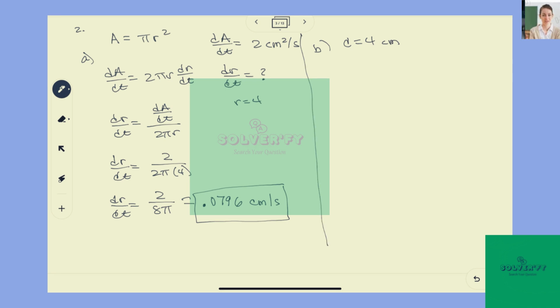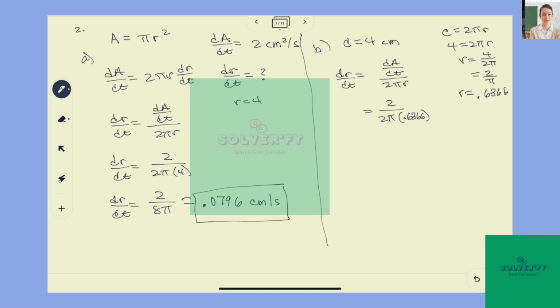Okay, so I'm going to use the same formula, dr/dt equals dA/dt over 2 pi r, and I still have a rate of change of my area of 2, so I'm going to put that in there. So all I need is r. So circumference is 2 pi r. If my circumference is 4, then my radius is 4 divided by 2 pi, or 2 over pi, which is going to give me a radius of approximately 0.6366. So I'm putting 0.6366 in for my radius.